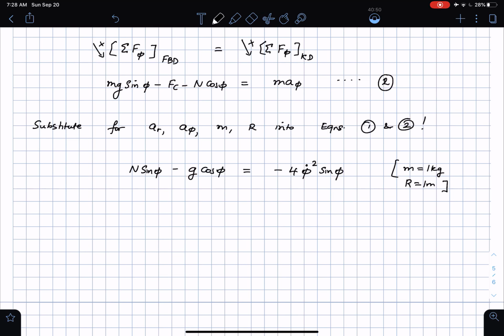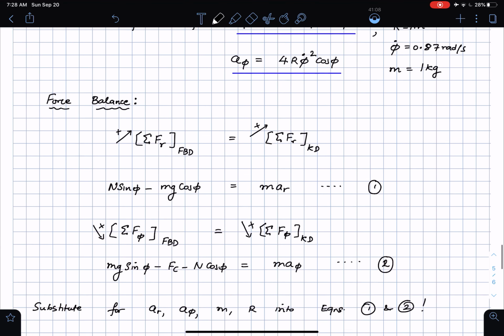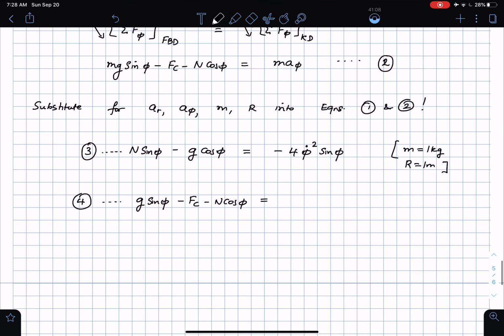I'm going to call this equation 3. And then I'm going to have equation 4, which is going to be mg sine phi, which becomes g sine phi, minus FC minus N cosine phi. This becomes equal to m times A phi. m is equal to 1. A phi is 4R phi dot squared cosine phi, so that's going to be just 4 phi dot squared cosine phi. Okay, so 3 and 4 are the force balance equations.